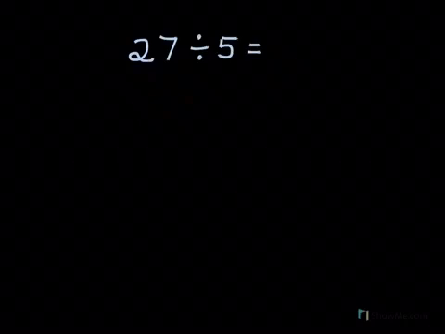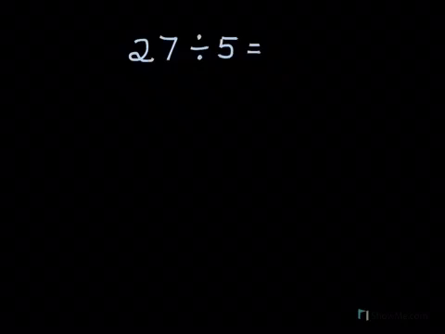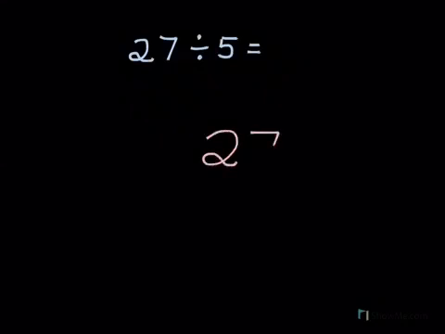So one thing I want to say before we begin is we have just finished our unit on multiplication. I want you to remember that division is just the opposite of multiplication. So here we go. In this example, we have 27 divided by 5. So I'm going to put 27 in the box and divide it by 5.